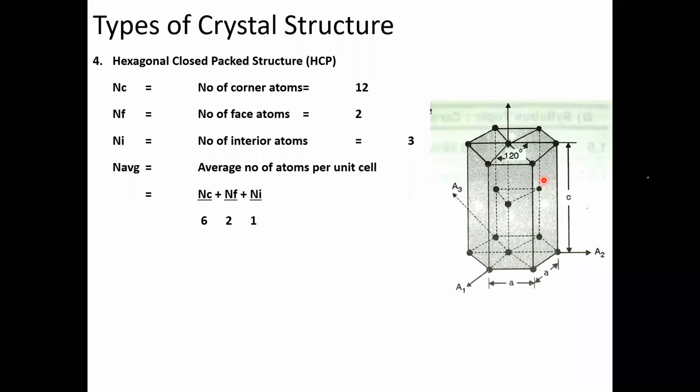How many corner atoms are there? 12. How many face center atoms are there? 2. And how many interior atoms are there? 3. So what is the answer? 6. So N average is equal to 6. The average number of atoms per unit cell for a hexagonally close packed structure is 6.